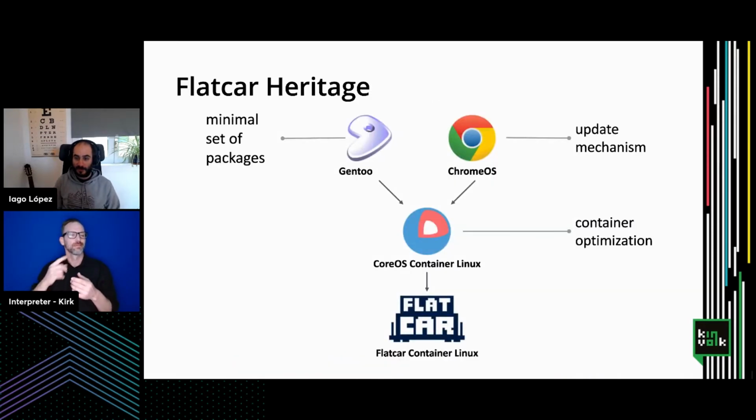Just a bit of context on Flatcar's heritage. It's nothing new. Flatcar itself is derived from CoreOS Container Linux, and I'm pretty sure most of you will remember CoreOS. And that itself was derived from two sources. Gentoo, which is where it gets the packages, and Chrome OS, where it gets the update mechanism. So all that combined went on to create CoreOS Container Linux, and after that reached end of life, we took it over with Flatcar.